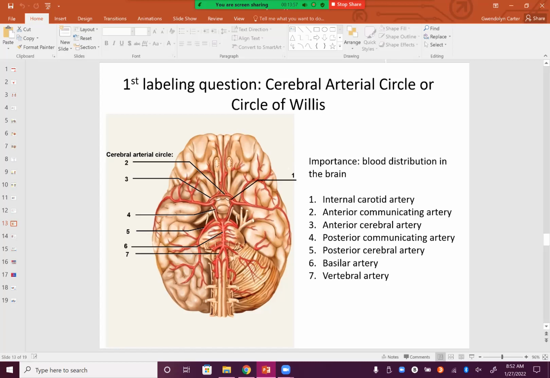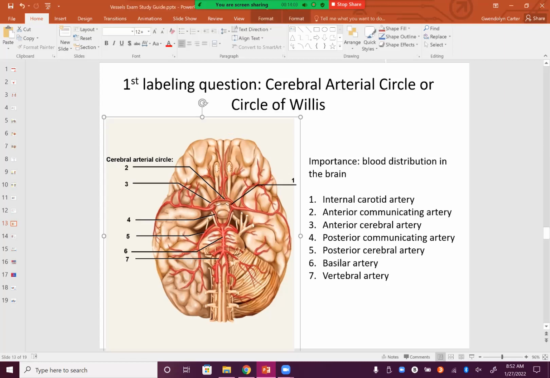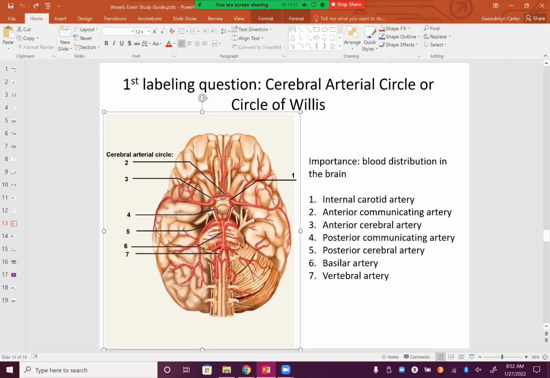Then your last 2, your basilar artery, here at the base of the brain. And then number 7, the vertebral artery, as you are going down towards, eventually moving into our spinal cord, moving into where the vertebrae are. So that's one easy way to remember that one. So that's your first labeling question.